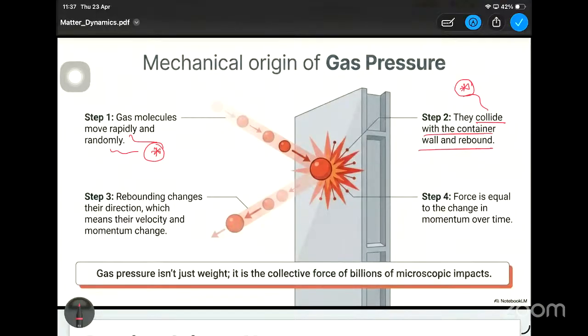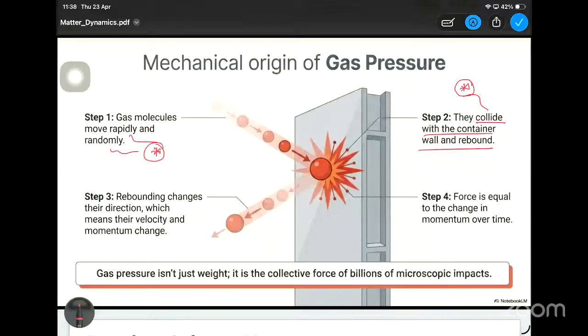Ideal collision means the energy does not get wasted, right? So these particles have kinetic energy. When they collide with the wall, they can even make some heat energy and also some sound energy, right? Likewise, there are so many different sorts of energy. But in order to explain this scenario, we assume that these collisions are ideal, which means none of the energy is going to be wasted.